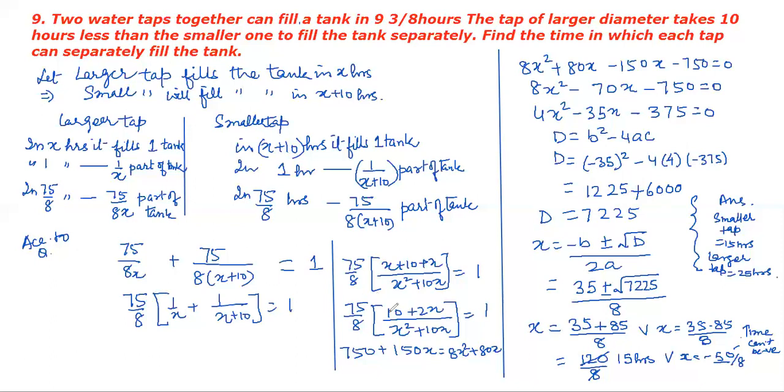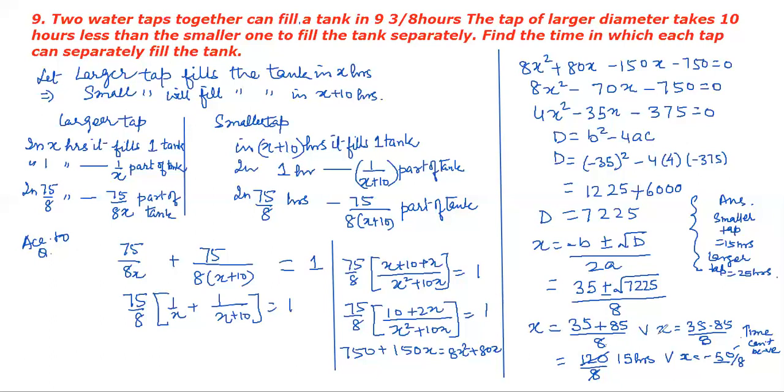Now you will use the quadratic formula. The quadratic formula is x is equal to minus b plus minus square root D upon 2a. Fill in the values. In place of b, the negative sign is in the formula as well as b is negative, so it will become positive. Two negatives are there. Minus b in the formula, plus the value of b is also negative, so two negatives will make it positive. So this is 35 plus minus the square root of D, and you know that this is the square of 85. So this is 35 plus 85 divided by 8.